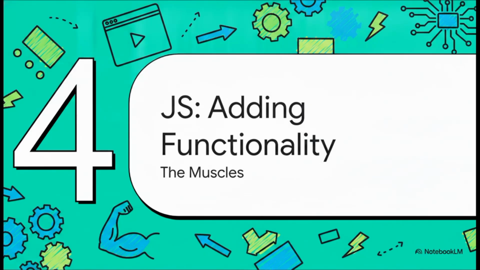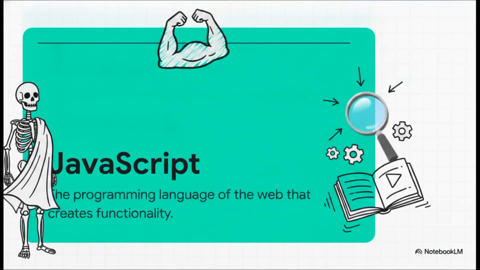All right, bringing us to section 4, JavaScript, adding the functionality. These are the muscles. Now we get to JavaScript. This is the true programming language of the web. To wrap up our human body analogy, we've got the HTML skeleton, we've got the CSS clothing, and now JavaScript acts as the muscles. It creates functionality and allows the website to respond instantly to your actions.